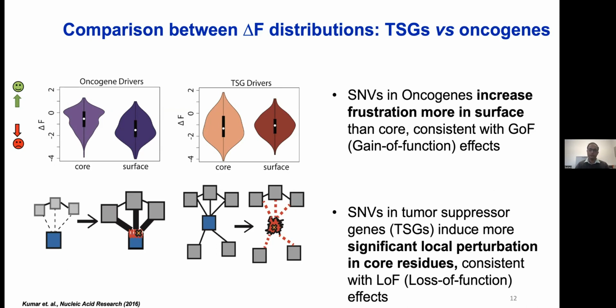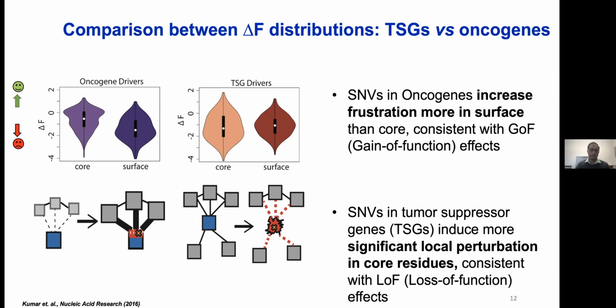Whereas in case of tumor suppressor genes, because the core residues are getting more locally perturbed, that perturbation will transmit throughout the protein structure, leading to global destabilization, which might be leading to loss of function effect. So you can see from this example, not only can we quantify the molecular effect of these missense mutations using this approach, integration of protein structure also gives you mechanistic insight into how they might be influencing protein functionality.